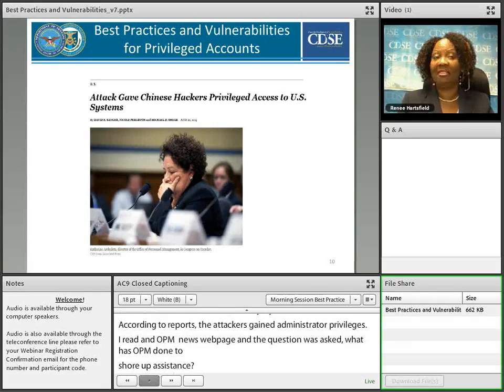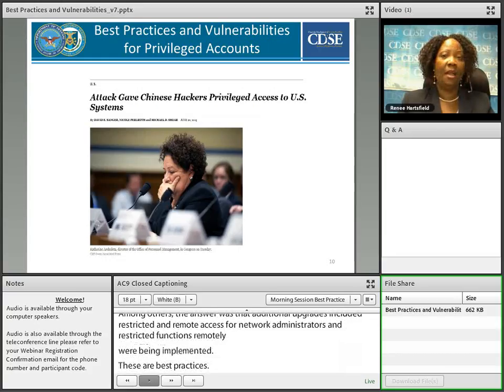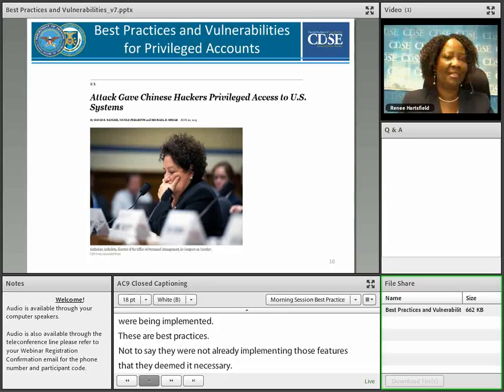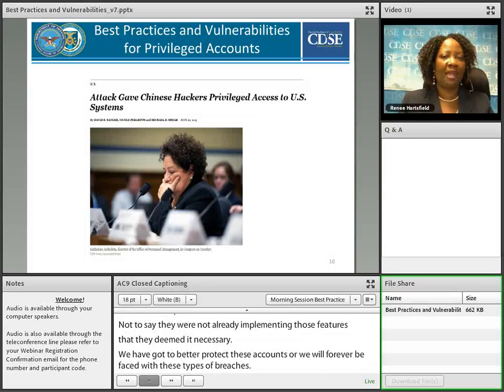Folks, these are best practices. Not to say that they were not already implementing those security features that they deemed necessary, but we have got to better protect these accounts or else we will forever be faced with these types of breaches. We're probably never going to be able to completely wipe out every risk there is, but we can make it oh so very difficult. And we do that by implementing those best practices that are tried and true.